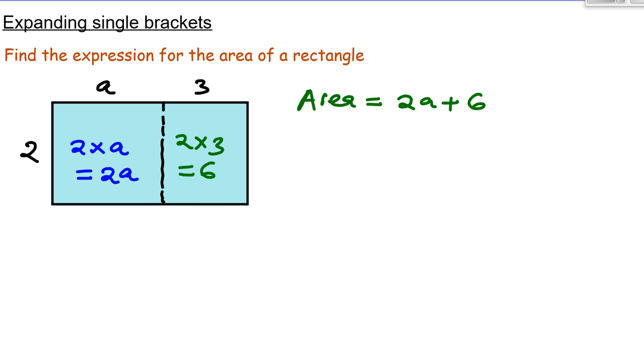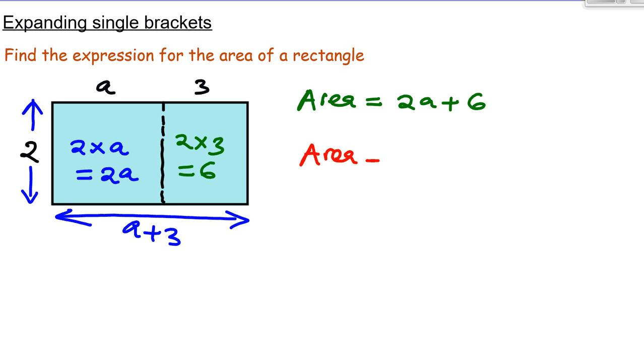There's also another way that you can use, whereby we know that the width of this rectangle is 2, and the length of this rectangle is A plus 3. So to find the area of this rectangle, area of a rectangle is equal to the length multiplied by the width. Now the length of this rectangle is A plus 3 and the width is 2.